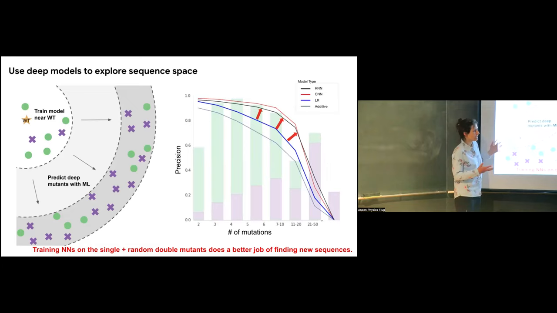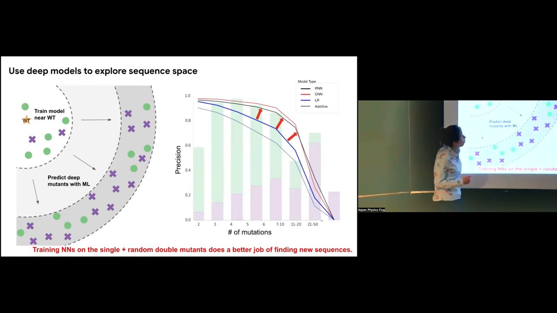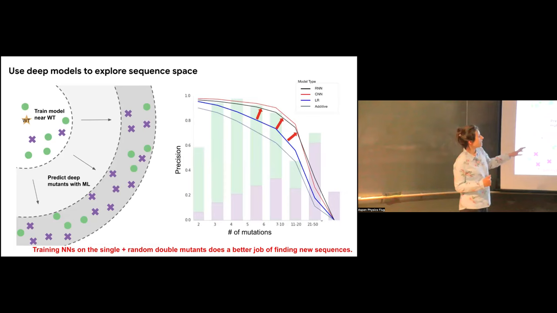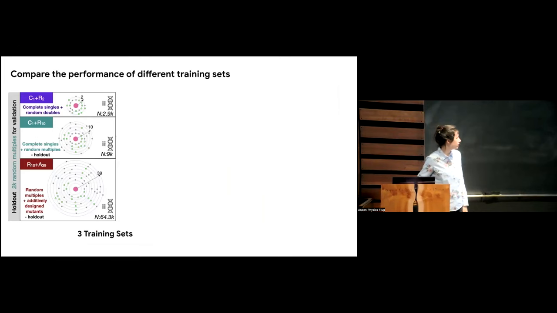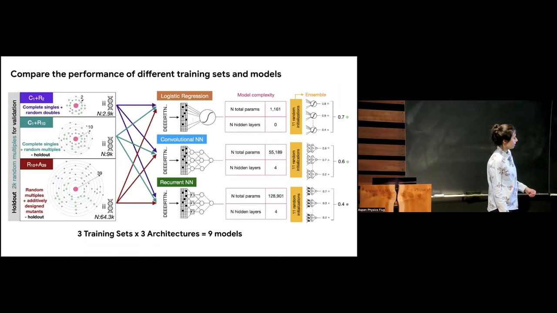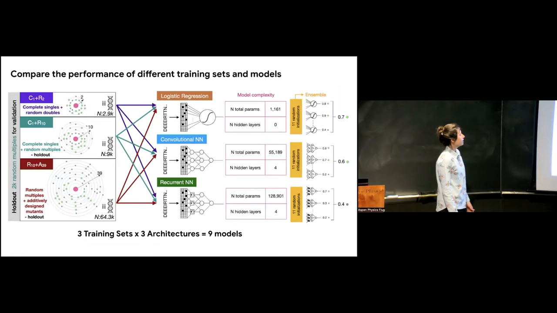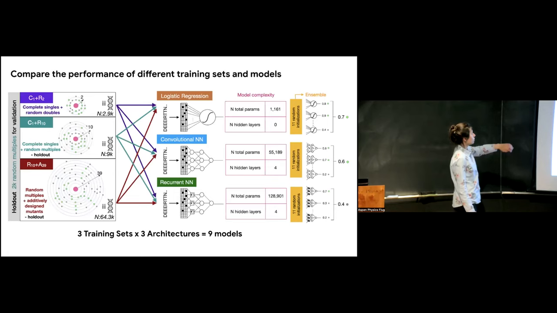It turns out we can do a better job if we train some more complicated models on these 3,000 sequences. I'm showing you data there for an RNN and a CNN and a simple logistic regression model, which also does better than the additive model. This retrospective analysis looked promising, so we decided to design a whole bunch of sequences. We had three training sets and three different architectures, so we ended up with nine models. Each model was an ensemble: we made 11 versions of each model to try and reduce some of the noise. We have between 3,000 and 65,000 training data points.